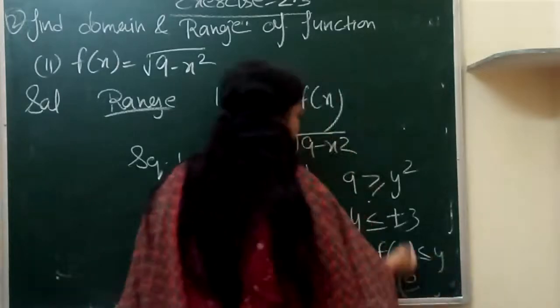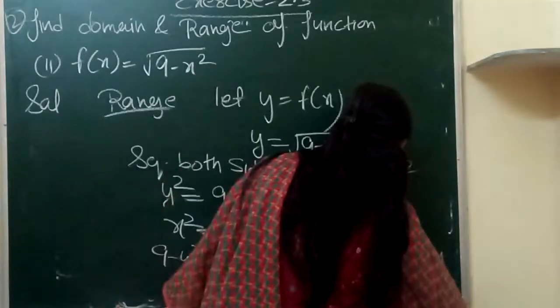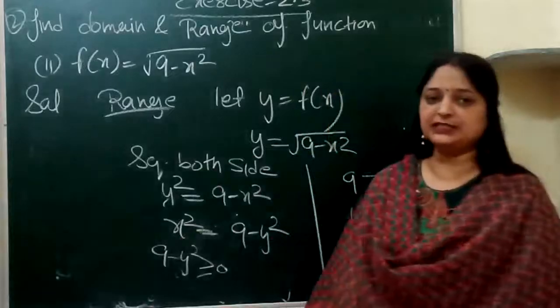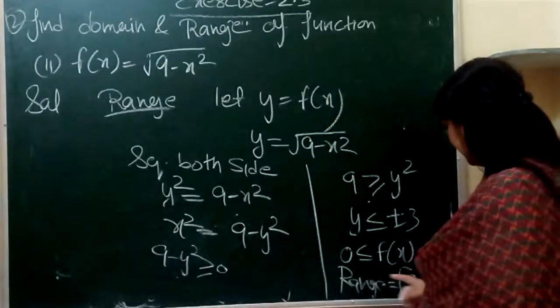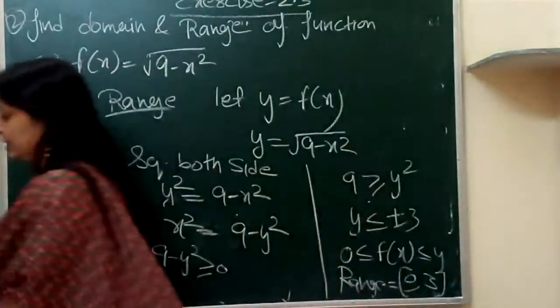Here the term is 3. So what is the domain? The domain is minus 3 comma 3, and the range is the closed interval 0 comma 3. This is the solution of this part.